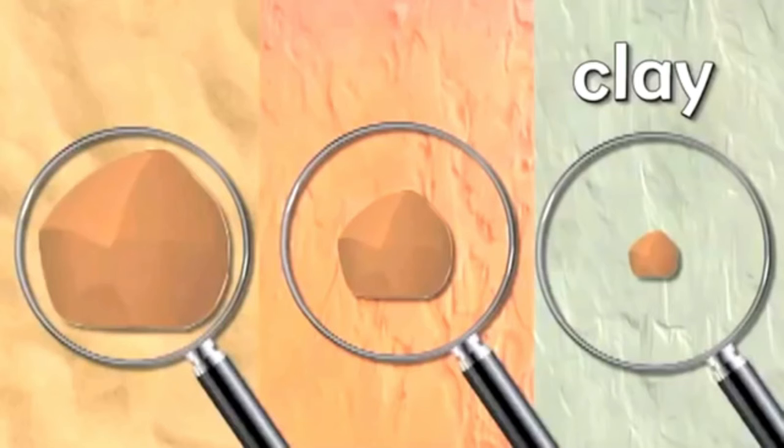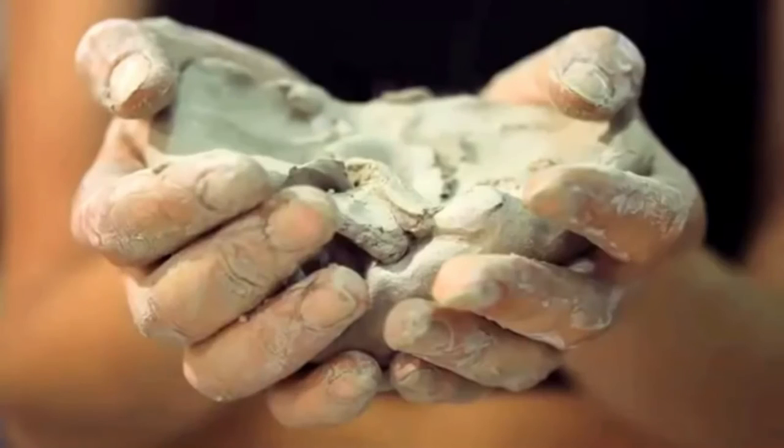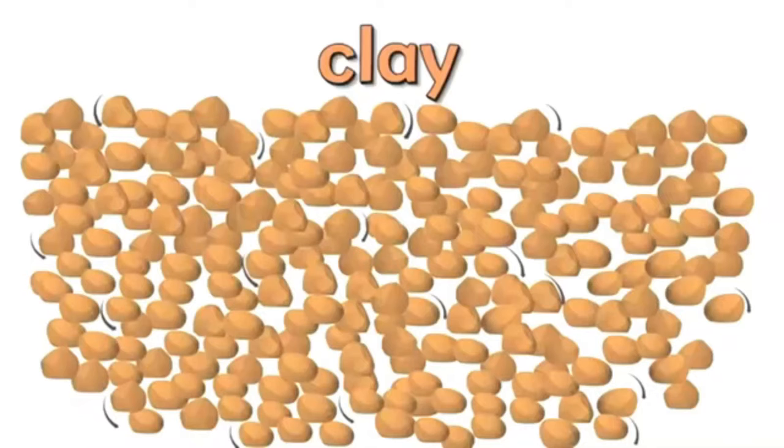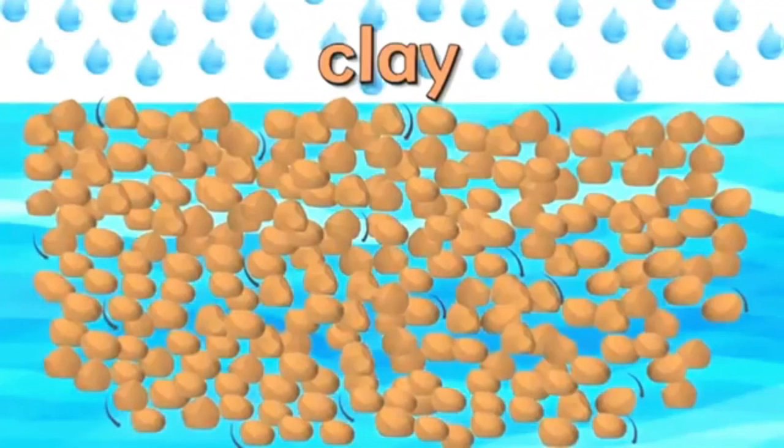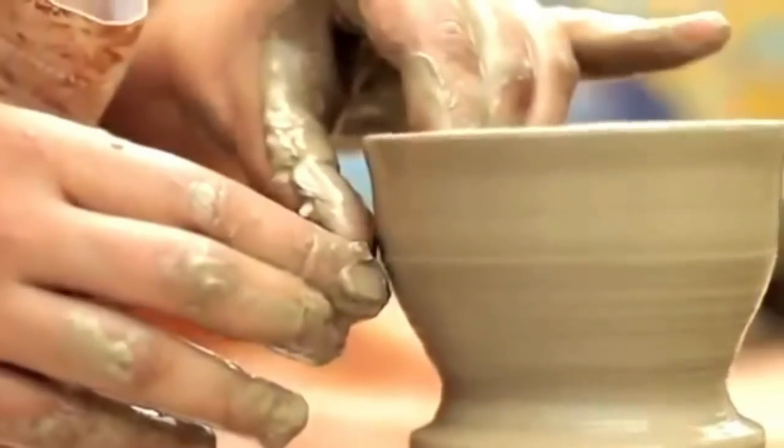Clay has the smallest particles. It feels sticky when wet and hard when dry. The small rock particles pack tightly together, holding the most water, but there is little space for air. The water helps clay keep its shape, so it is used to make pottery.